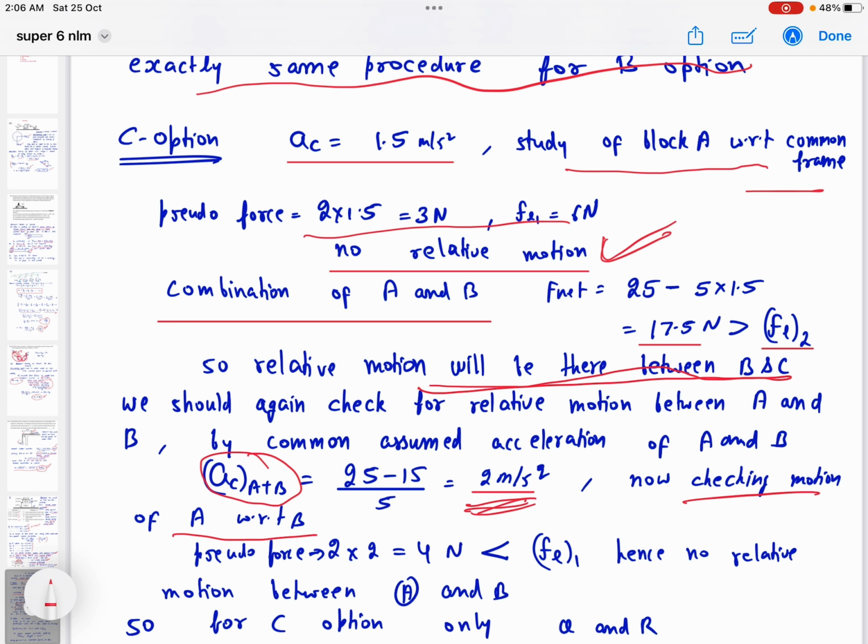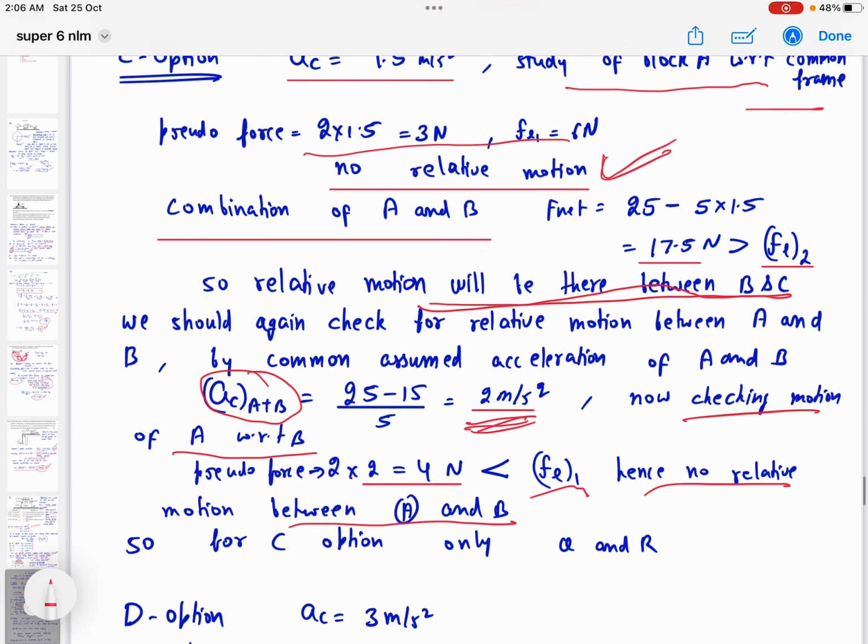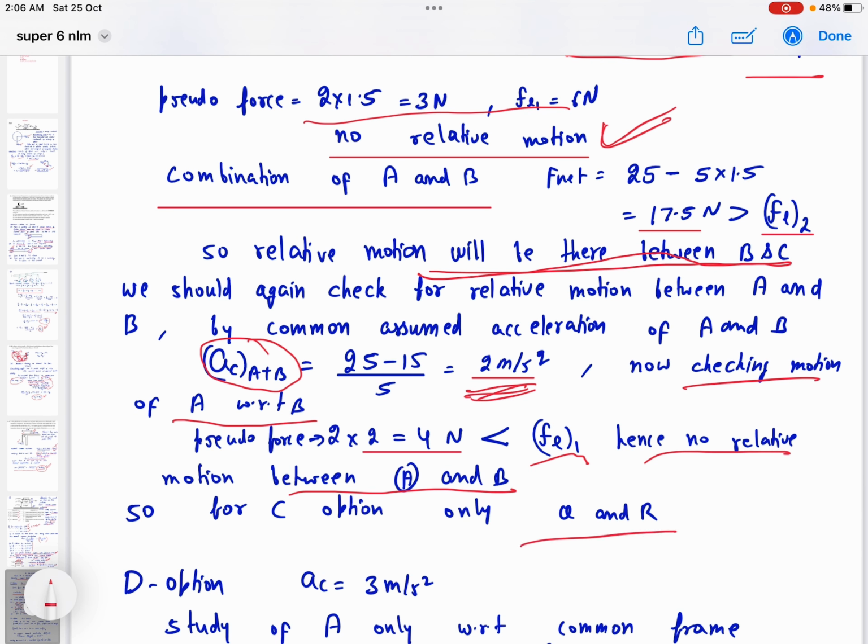Now pseudo force on A with respect to B. Now A I am studying with respect to B. So that pseudo force is 4 Newton, and again it is less than limiting value. So hence no relative motion between A and B. So I have cross verified it. So between A and B there is no relative motion, and B and C there is a relative motion. Okay. For C option only Q and R are correct.